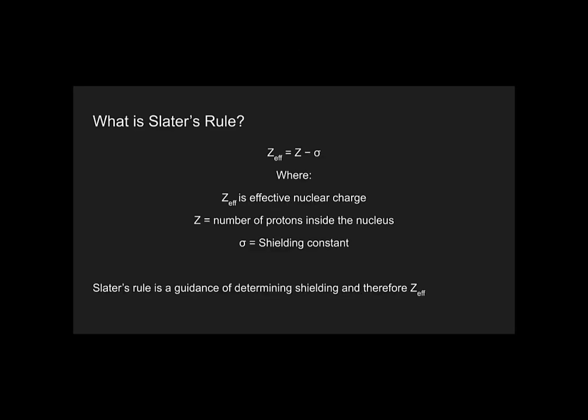So what exactly is the Slater's rule? As we all know, the effective nuclear charge is found by taking the nuclear charge, which is the number of protons inside the nucleus, and subtracting it by the shielding constant. The Slater's rule is a guide of determining the shielding constant and therefore the effective nuclear charge.